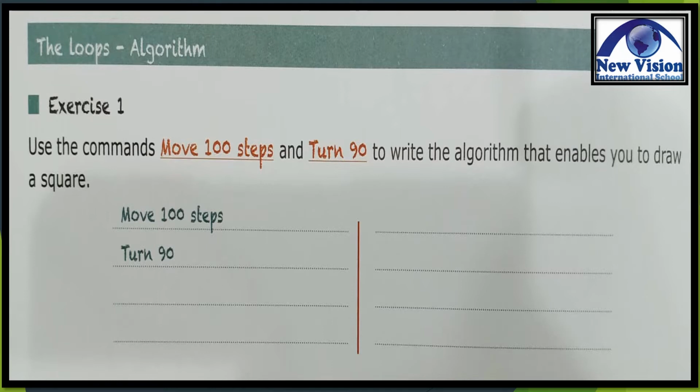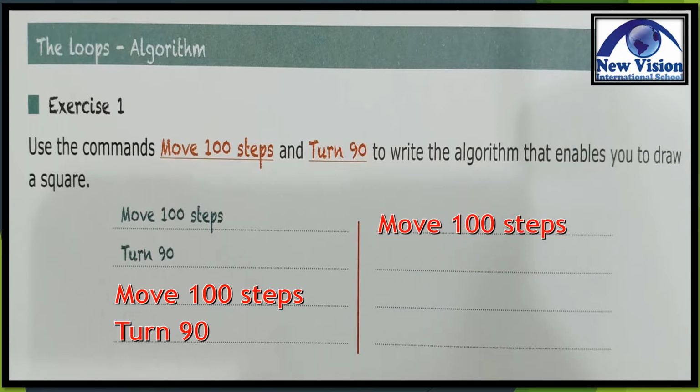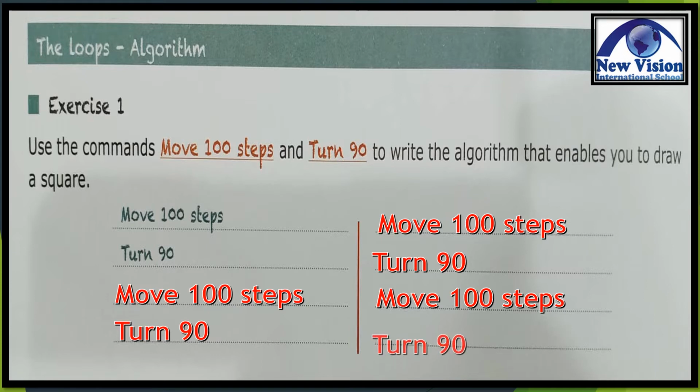Let's see. The next step would be move 100 steps. It is followed by turn 90 and move 100 steps again, followed by turn 90, move 100 steps again, and finally turn 90. But there is one vital command still missing. What do you think is that? That is pen down. Remember that pen down allows us to draw a line. If you're not going to use pen down, you may also use pen up.